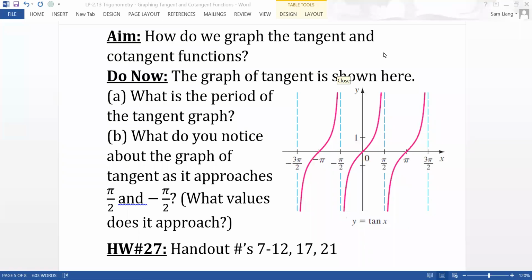Okay, so the aim here is how do we graph the tangent and cotangent functions? We are done for the most part with sine and cosine. And with that, we're going to backtrack to graphing the other trig functions, like tangent, cotangent, secant, and cosecant. All right, so with that being said, can someone read the do now for us?